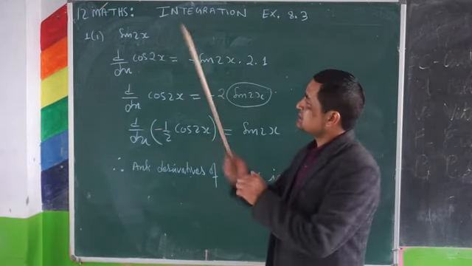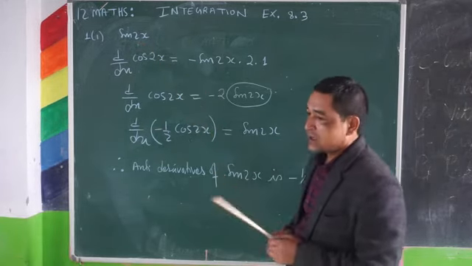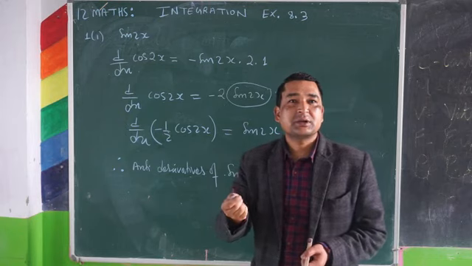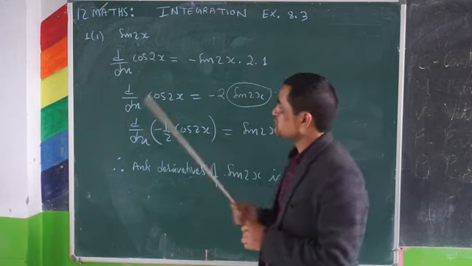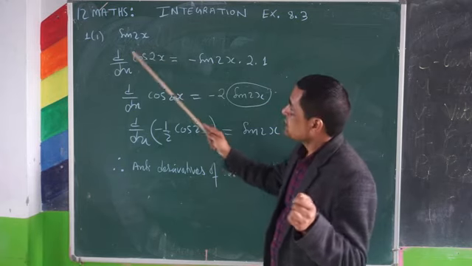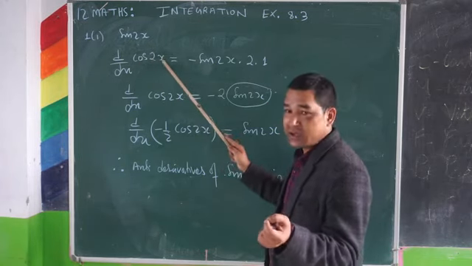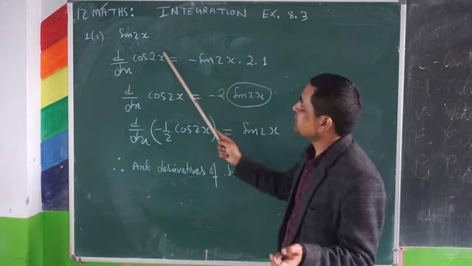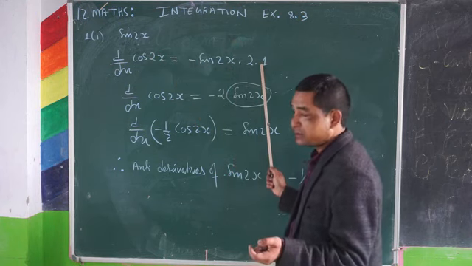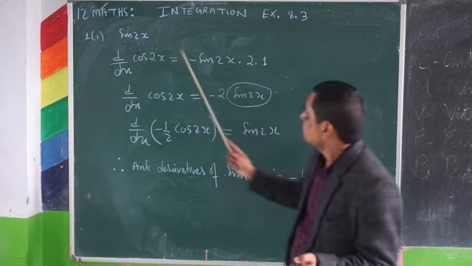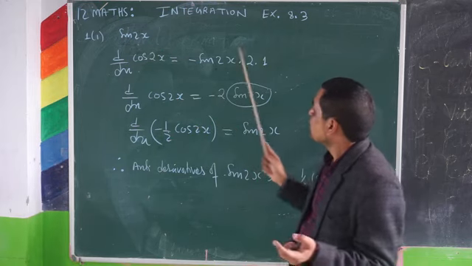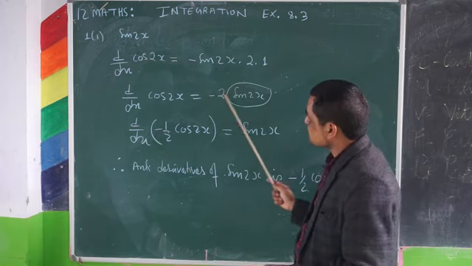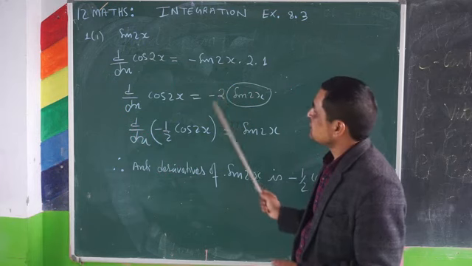Whose differentiation is this answer? Sin 2x. To get the answer sin 2x, after differentiating, the question must be cos. Then the differentiation of cos 2x is minus sin 2x times 2. According to the answer, the minus is not there and the 2 is not there. Whatever the extra terms are, take them towards the question side.